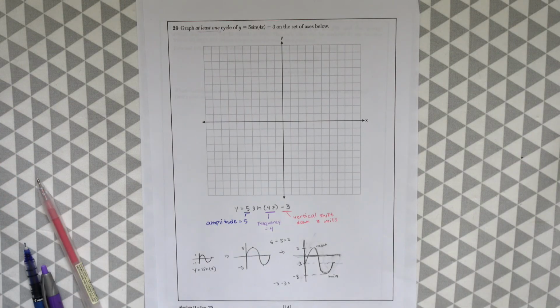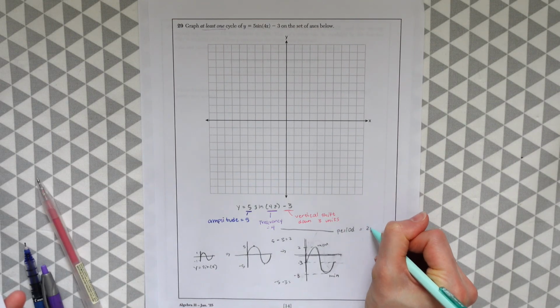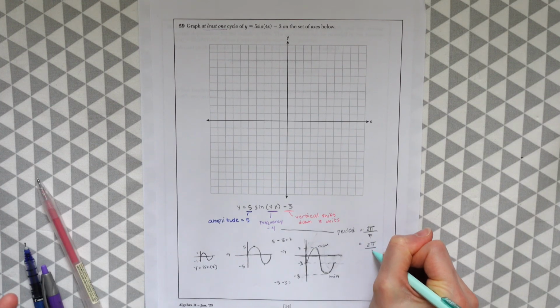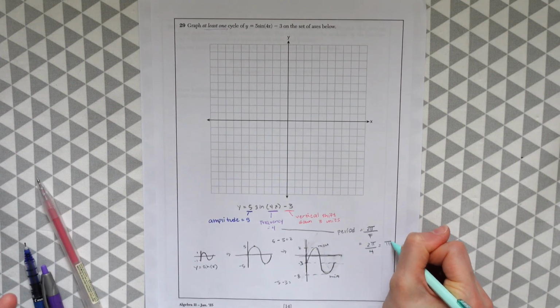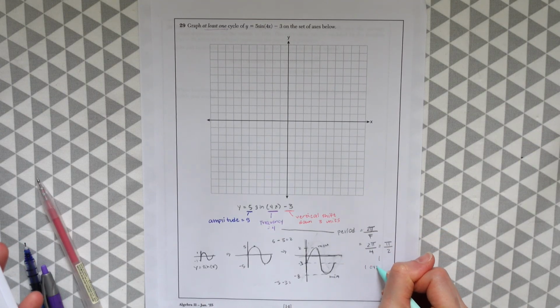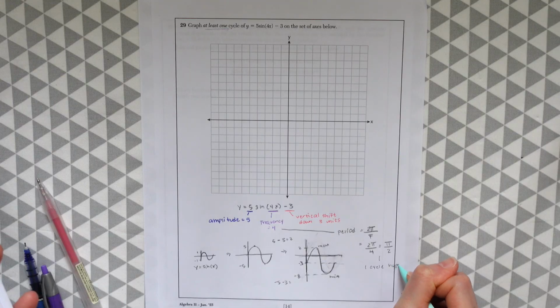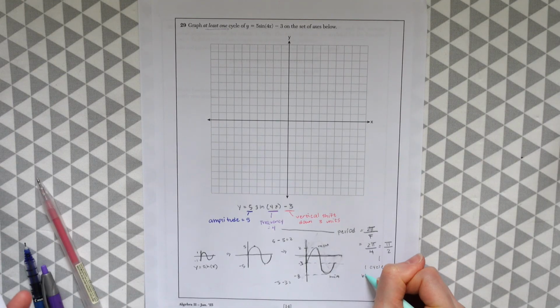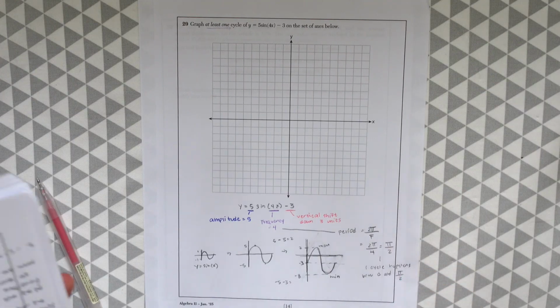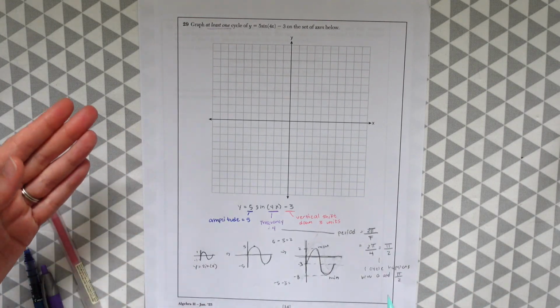To find the length of one cycle, which is what we need to graph, we need to find the period, which we find by doing 2 pi divided by the frequency. So we're doing 2 pi divided by 4, which is equal to pi over 2. So that means one cycle happens between 0 and pi over 2. So now we have everything we need.